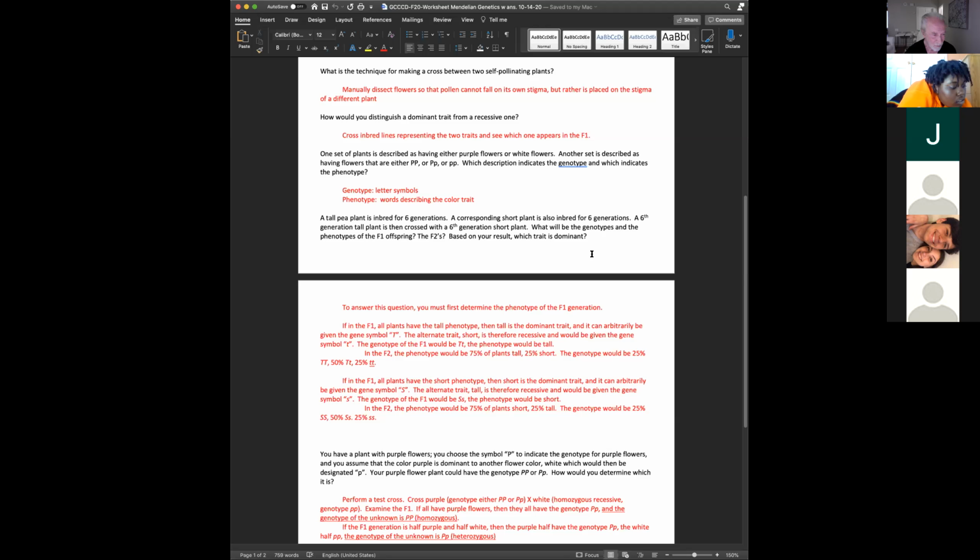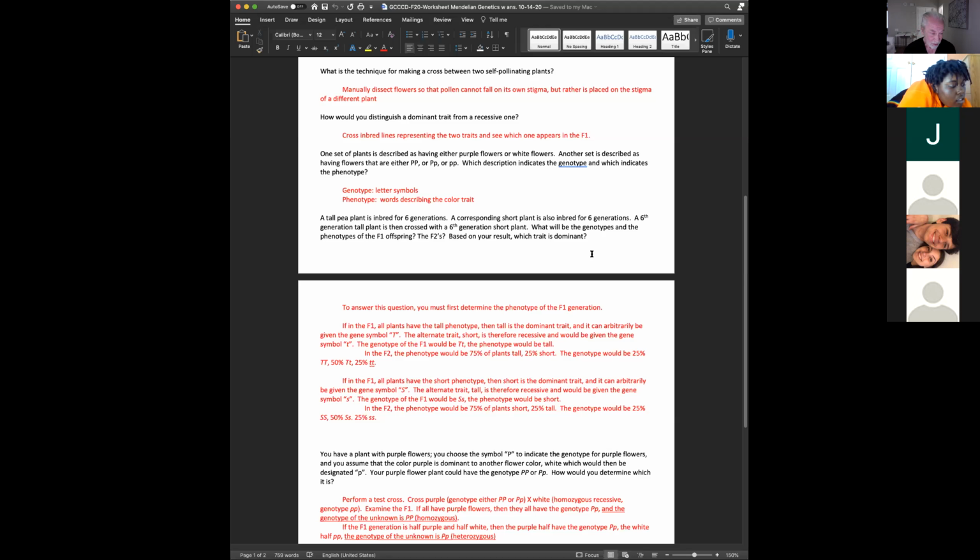However, if the alternative happened, if in the F1 all the plants were short, then short is the dominant trait. And it can arbitrarily be given the symbol S. Arbitrarily means you can choose any symbol that you like. I chose S, big S.